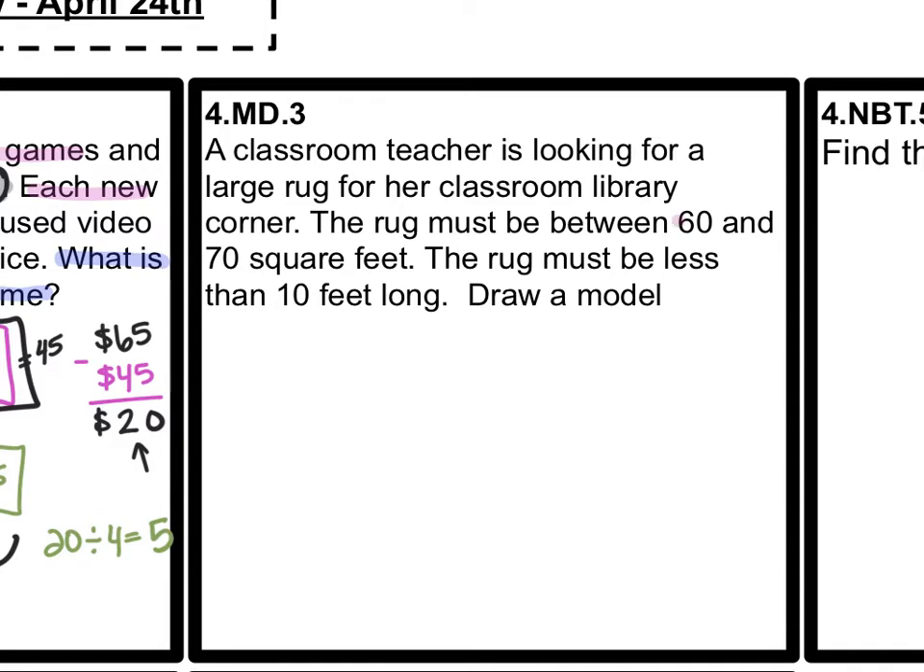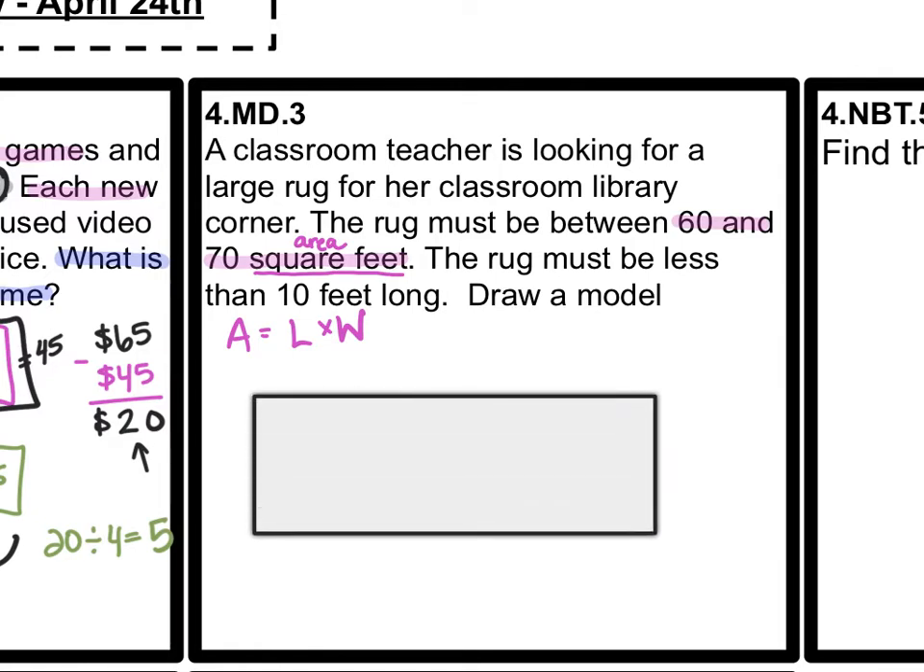The rug must be between 60 and 70 square feet. Now, when I see this term square feet, that means that they must be looking for the area of a rug, meaning that the answer to the area has to be between 60 and 70. And if we remember, area equals length times width. It also must be less than 10 feet long. So any of the 2 numbers that I multiply together to get between 60 and 70 cannot be 10 or higher. Draw a model. So I'm going to just draw in a rectangle here.